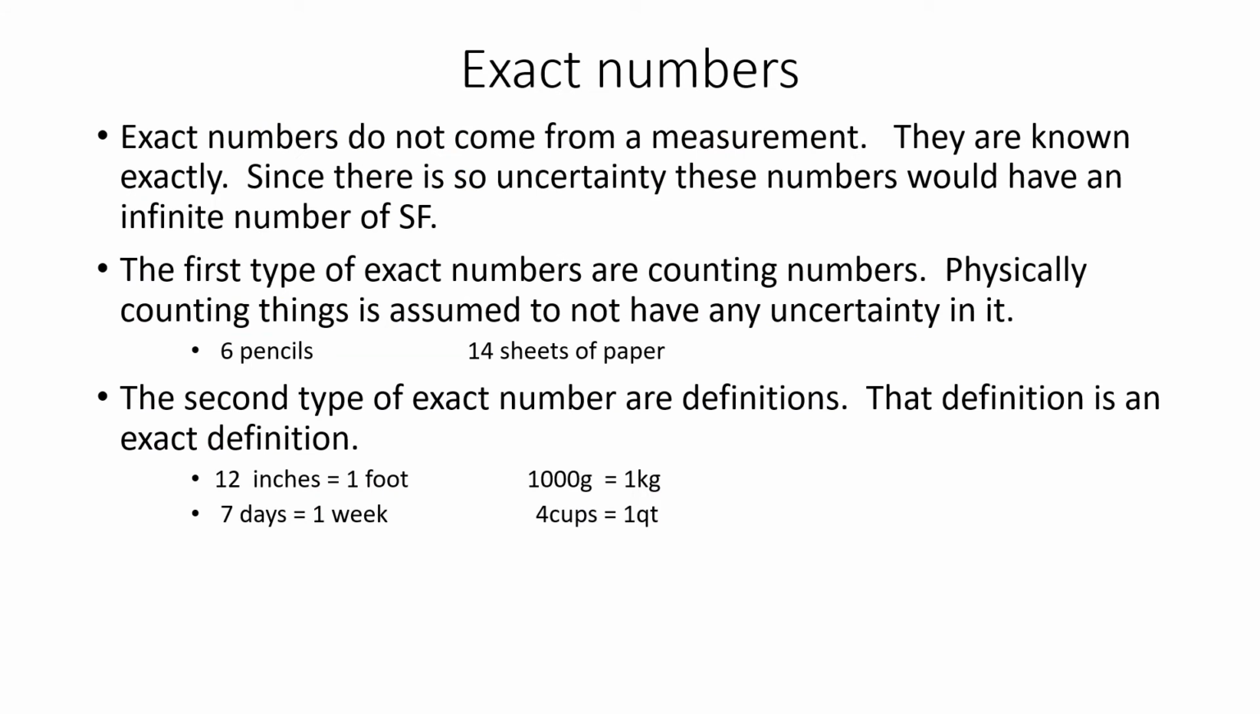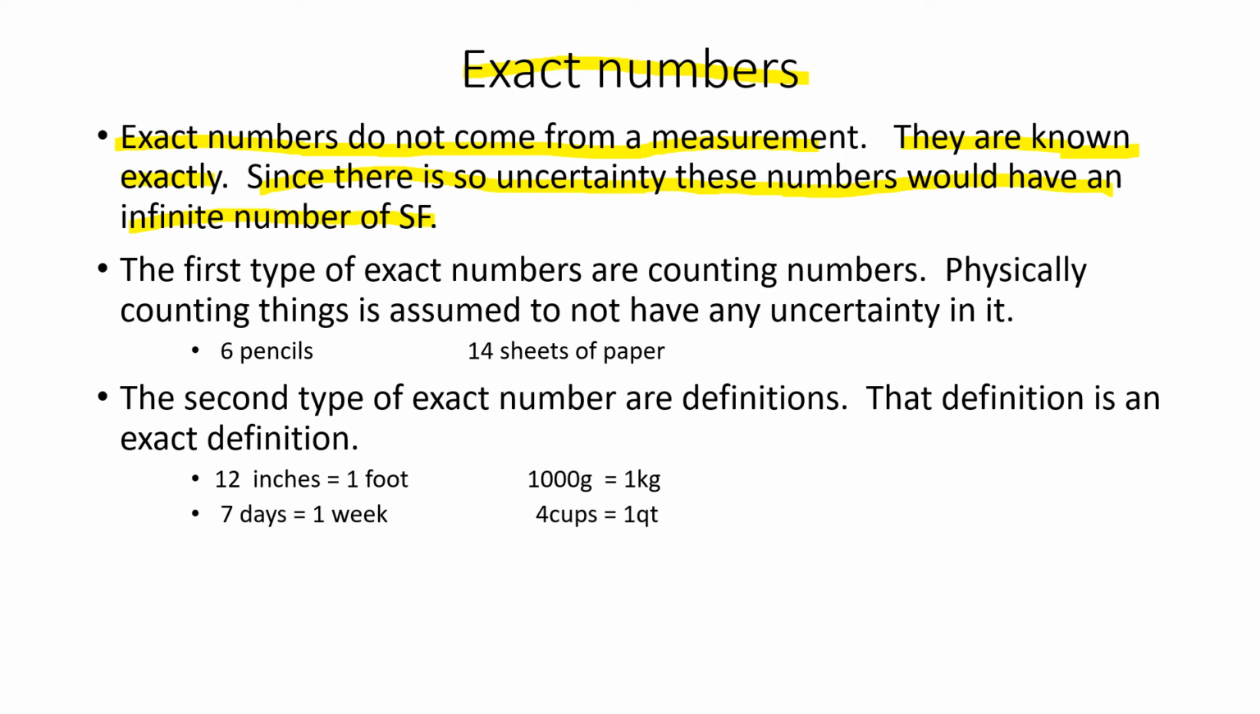There's some other type of numbers. These are called exact numbers. An exact number does not come from a measurement. And just like what their name is implying, they are known exactly. If you know something exactly, there's zero uncertainty. Since there's no uncertainty, these numbers would have an infinite number of significant figures regardless of how you write them. Okay? So you have to understand when you're working with numbers where that number is coming from.